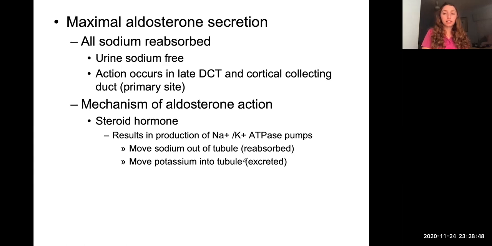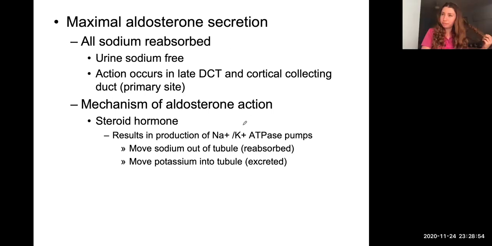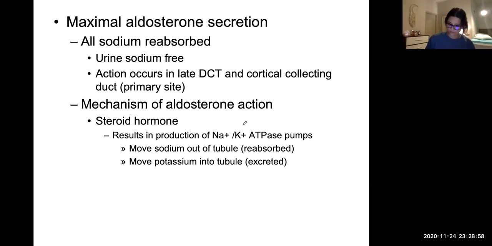How it does this is the whole process, the RAA. Most sodium reabsorption occurs prior to the distal convoluted tubule, and that's why once it does get to the distal convoluted tubule, aldosterone only does 2% reabsorption. Just double checking.